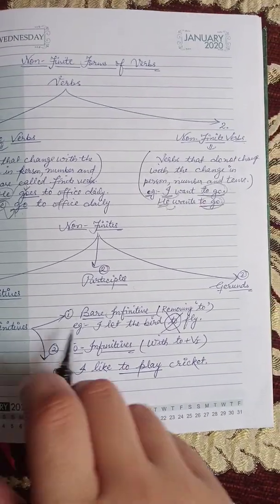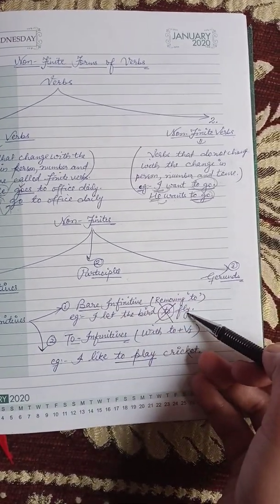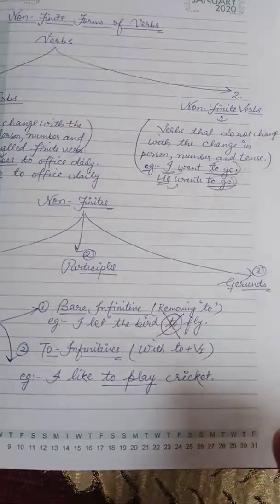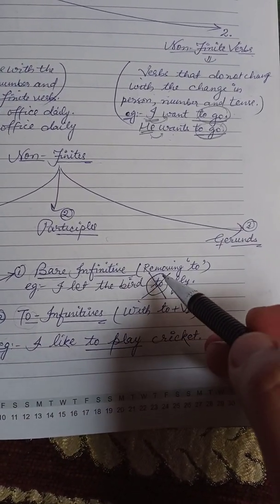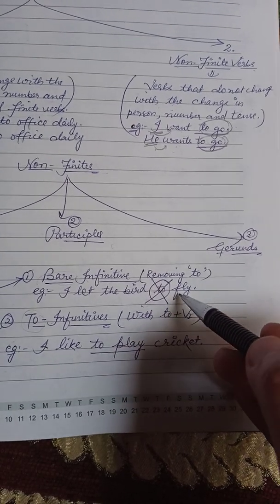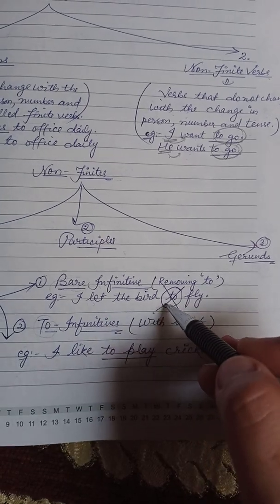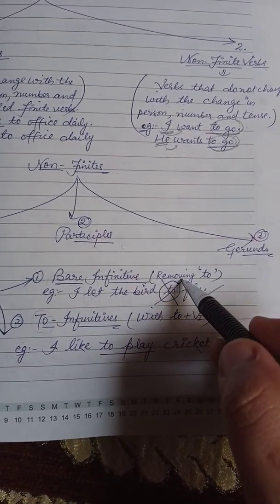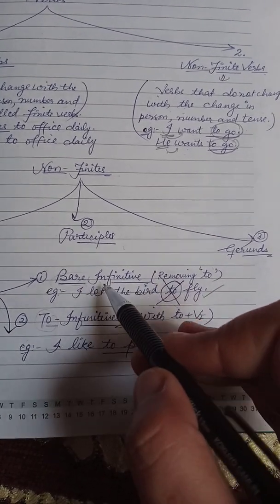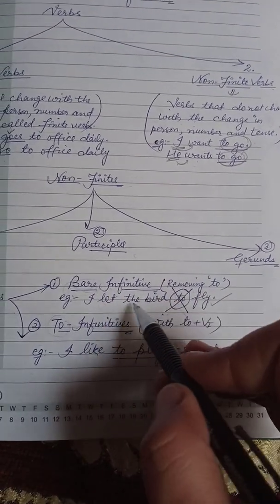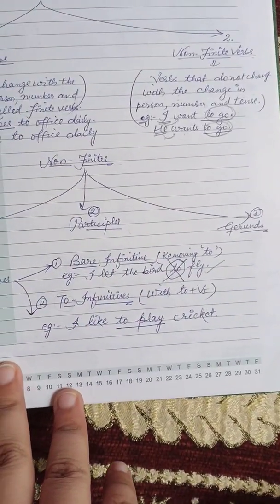Bare infinitive: if a sentence is written as "I let the bird to fly," is it correct? As per you, you might say yes ma'am, it is correct. But no students, it is not correct. We have to remove to from here, then only our sentence will be correct. Now if I say, "I let the bird fly," it is correct. So removal of to means bare infinitive. Bare means without. If we make a sentence without using to, that comes under the category of bare infinitive.